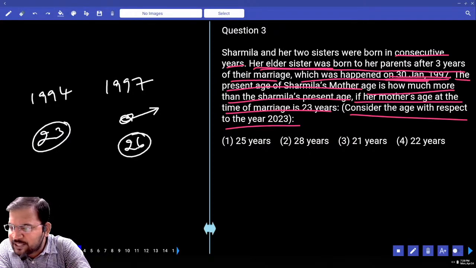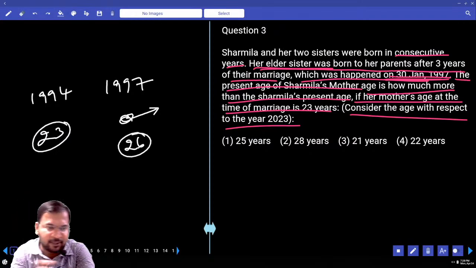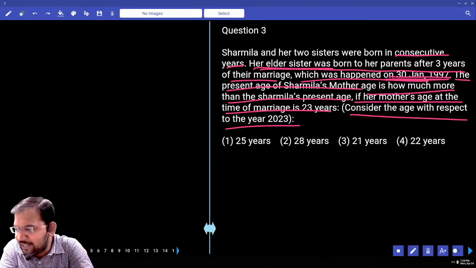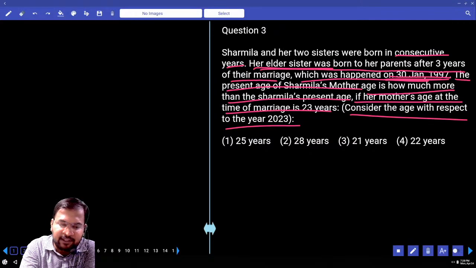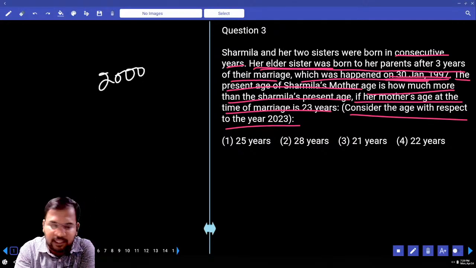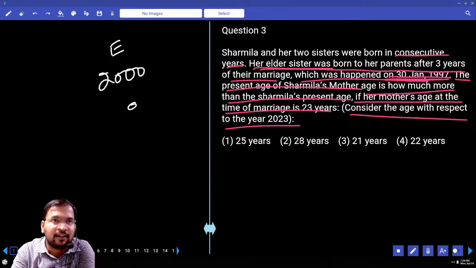Her elder sister was born to her parents 3 years after their marriage. Marriage happened in 1997, and the elder sister was born in 2000. This is Sharmila's elder sister. Then the next year, 2001, Sharmila was born. Sharmila's age in 2001 is 0.